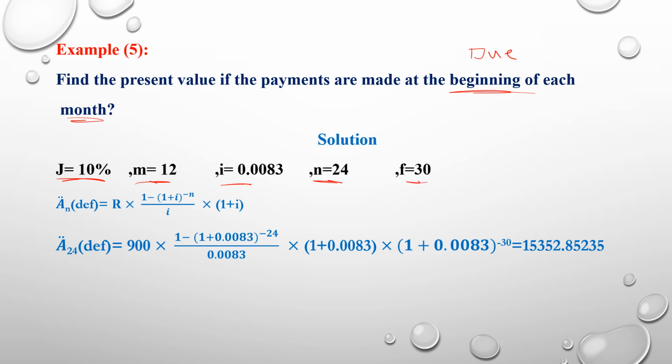So at the beginning of each month means annuity due, and the present value of the deferred annuity due equals A_n deferred equals R times (1 minus (1 plus i) to the power of minus n) over i, times (1 plus i) times (1 plus i) to the power of minus f. And by substituting the value of each quantity R, i, and f, we get the present value of these payments.